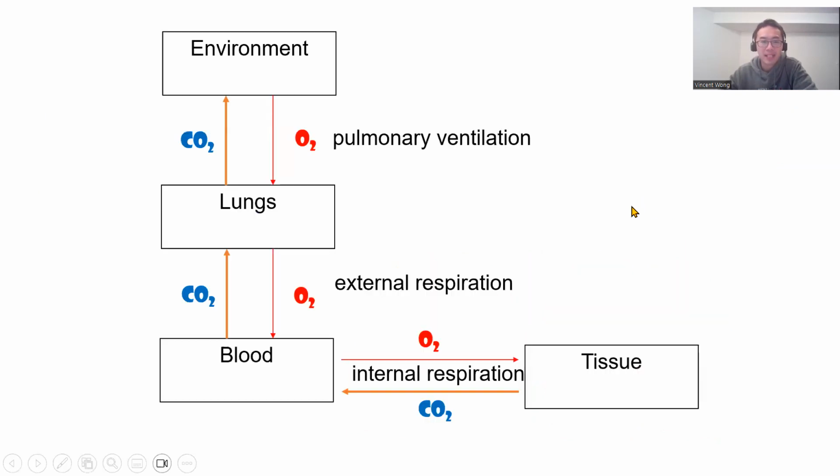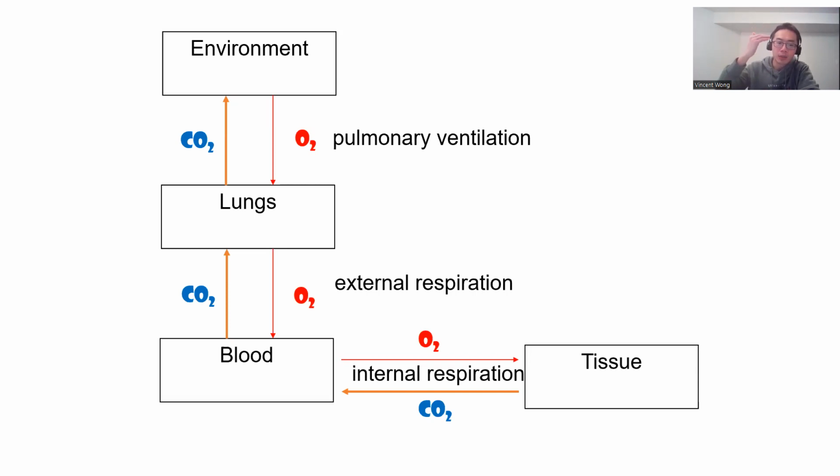Let's start with some basic stuff. What's the purpose of breathing? Well, breathing gets oxygen from the air all the way to the cells. And at the same time, we're going to be expelling, removing carbon dioxide from our body.